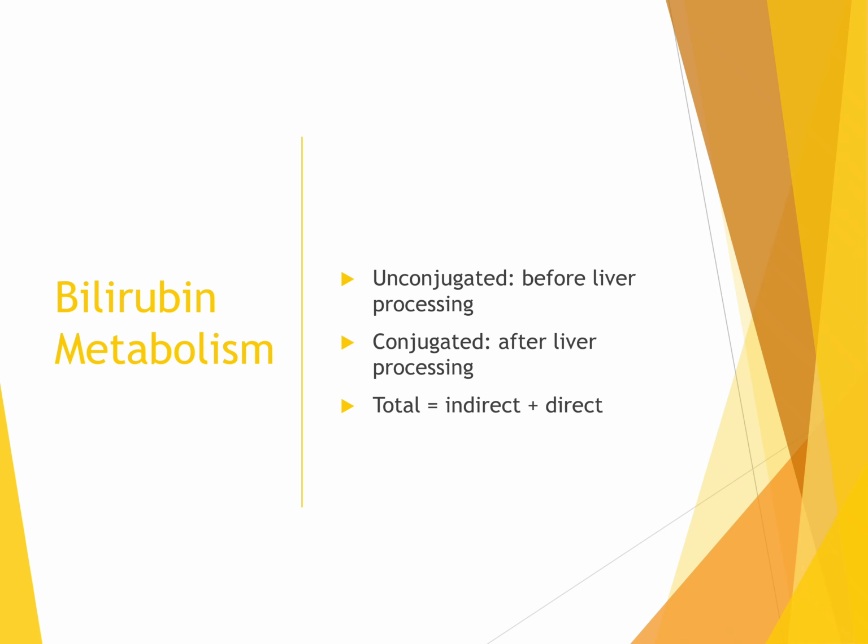Bilirubin is the breakdown product of heme. The liver conjugates it for excretion. So knowing whether it's conjugated or unconjugated tells you where the problem lies, before, within, or after the liver.